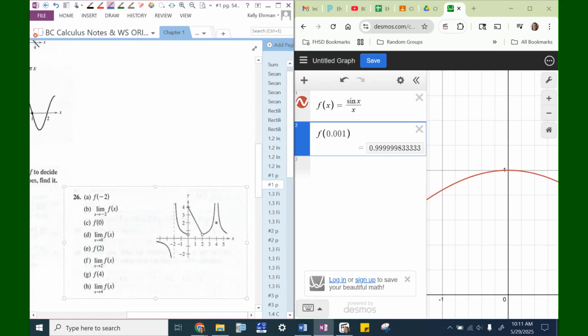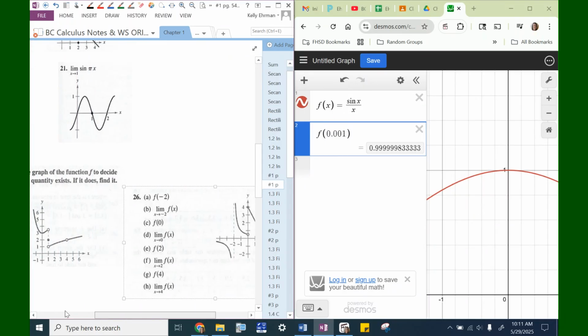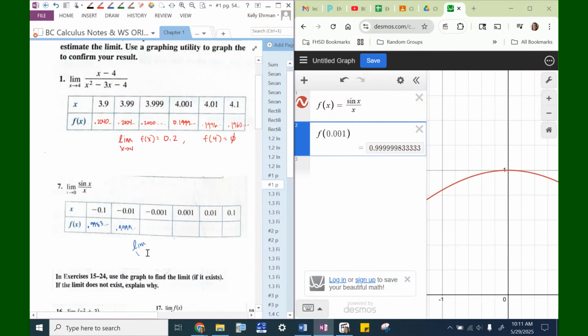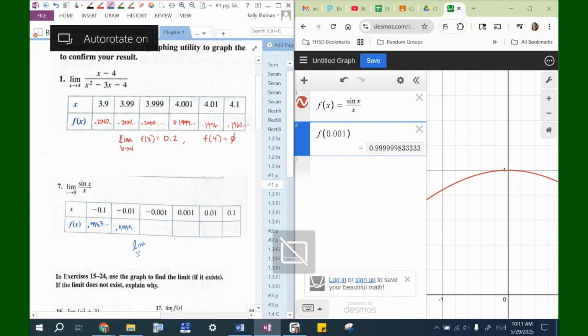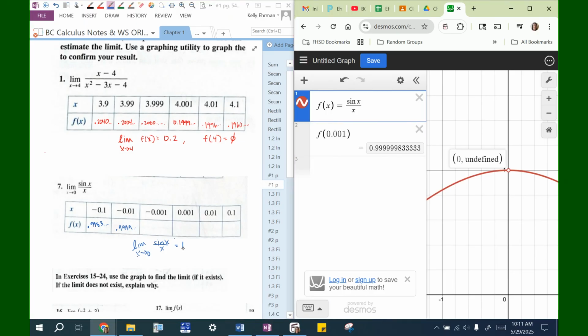The limit, let me flip my screen around, sorry. As x approaches 0 of sine x over x, or of f of x, I believe that's equal to 1. And we can confirm that graphically, even though f of 0 is equal to no solution.